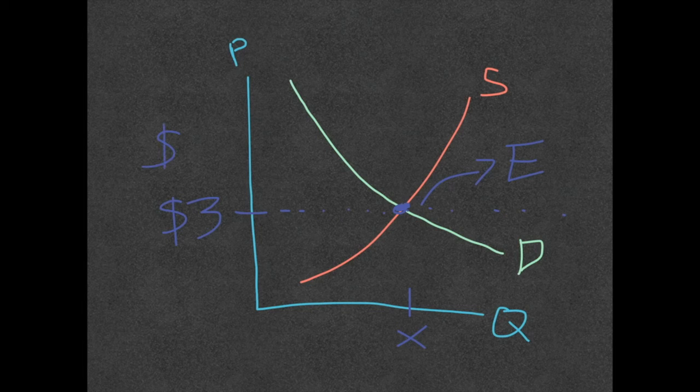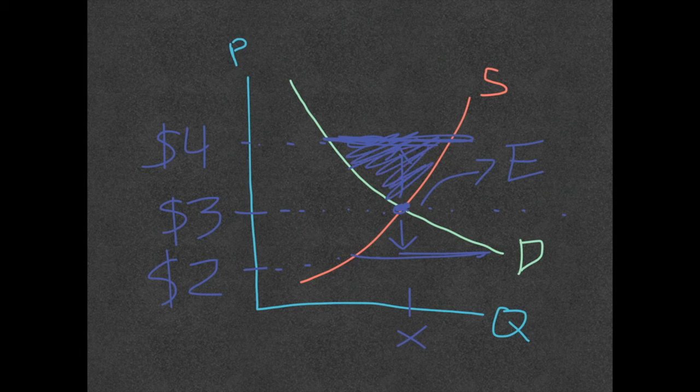If it were $4, this would hit somewhere along this part of the graph. So it would be above equilibrium. If it were $2, it would hit below at this point in the graph. It would be below equilibrium. This space right here, above equilibrium, is known as surplus. There is too much supply and not enough demand. And this area right here is called shortage. There's too much demand and not enough supply.